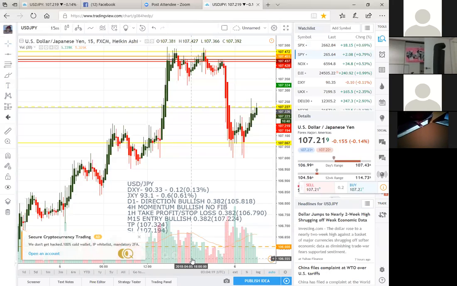In the New York session? Well, anything that's not paired with the US dollar is going to be considered exotic or minor. Exotic, sorry. It's going to be considered exotic. Major pairs are going to have the US dollar in front. Minor pairs are going to have the US dollar in back.